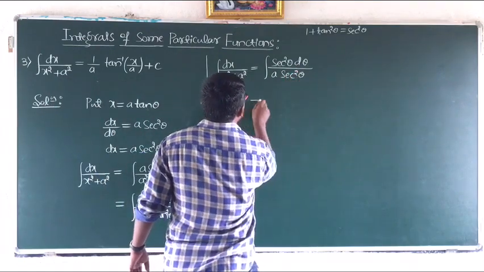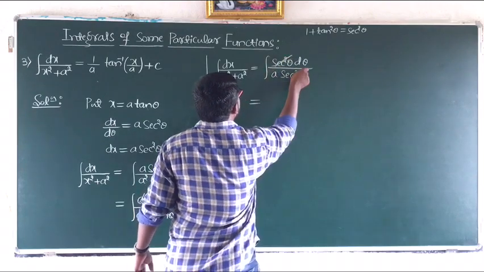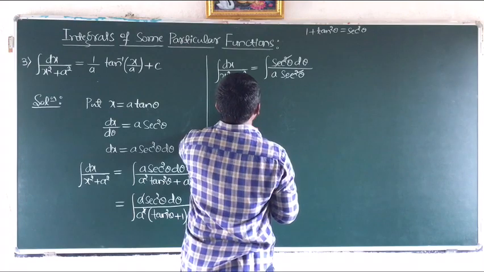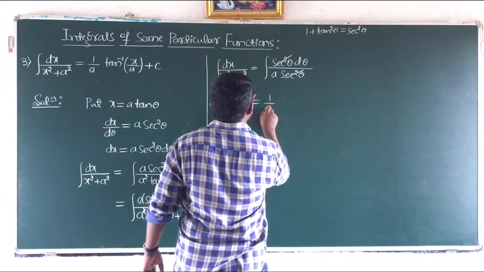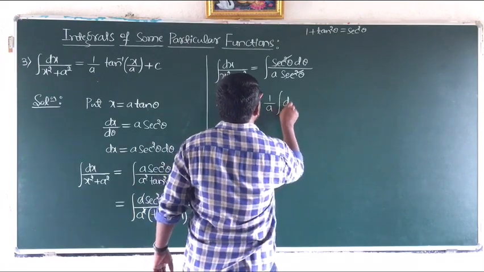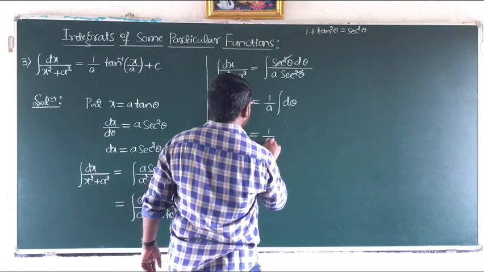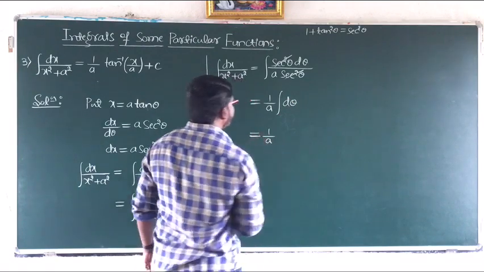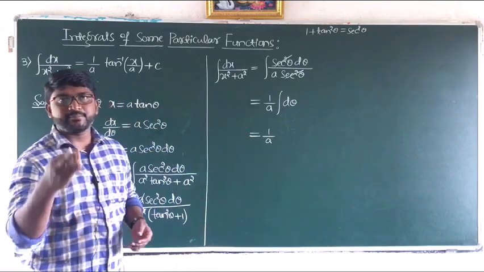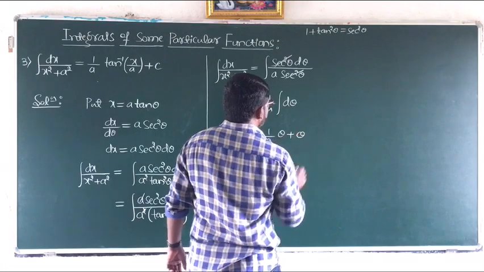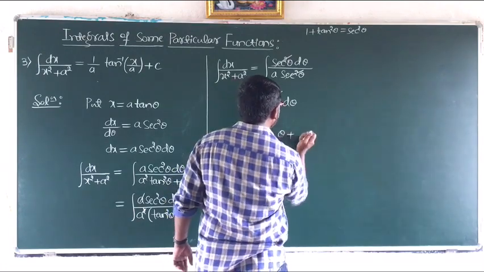So now see here, secant square theta and secant square theta get cancelled. So what do we have now? We have 1 by a, a constant, then we have d theta. So here 1 by a as it is, then what is the integration of d theta? It is theta plus c.